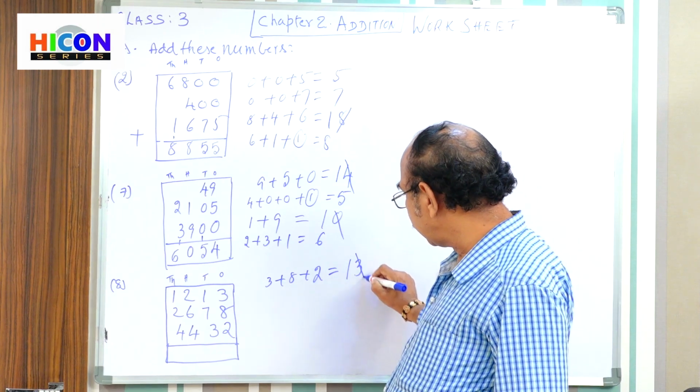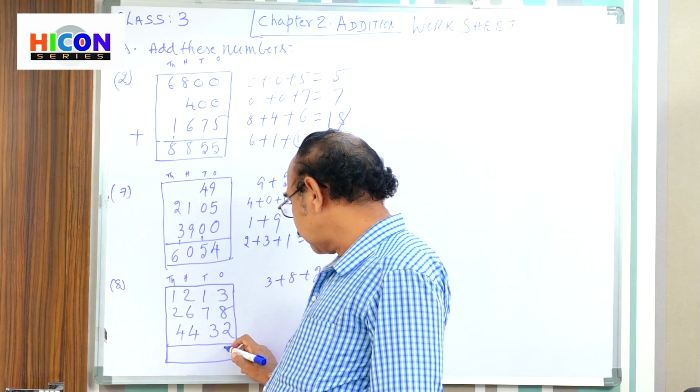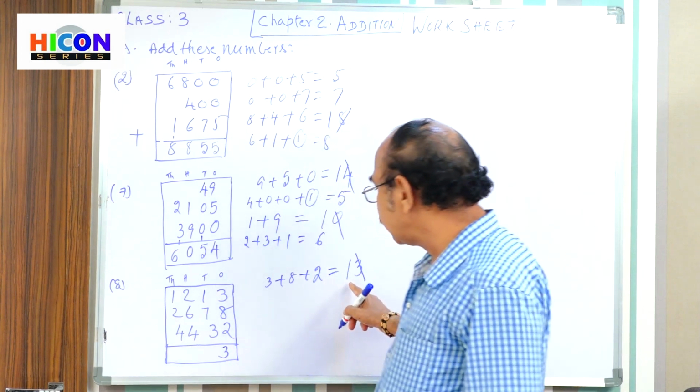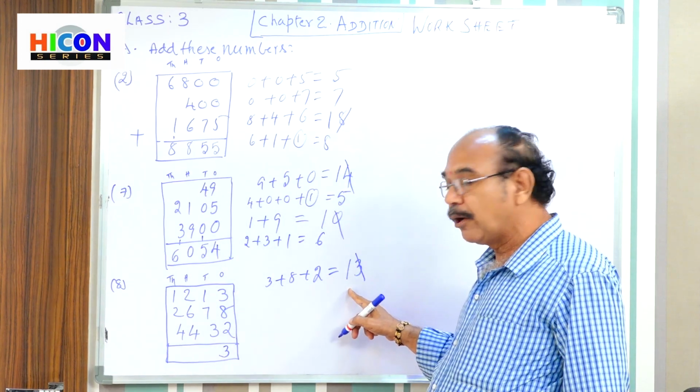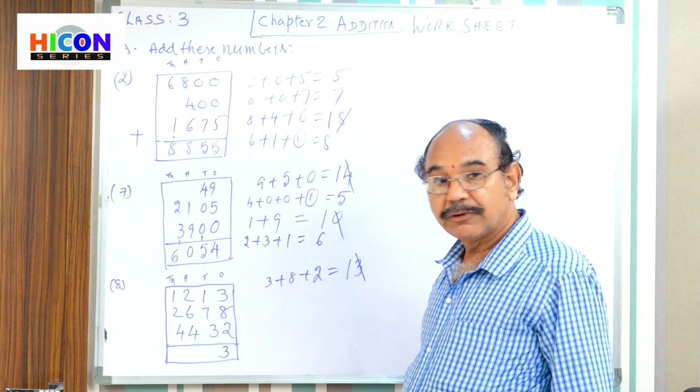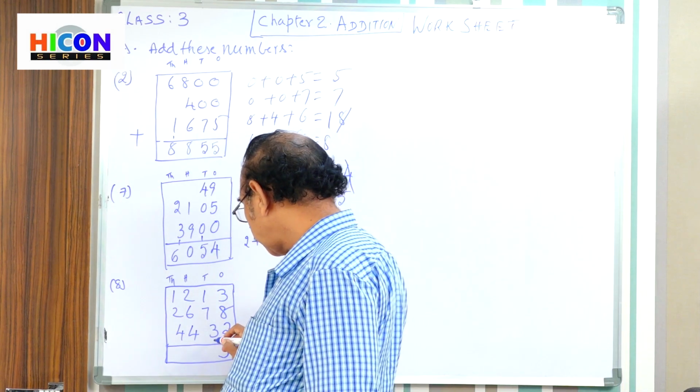So strike off 3 and write 3 in the ones place. Now 1 is there. That 1 is to be carried out to the tens place.